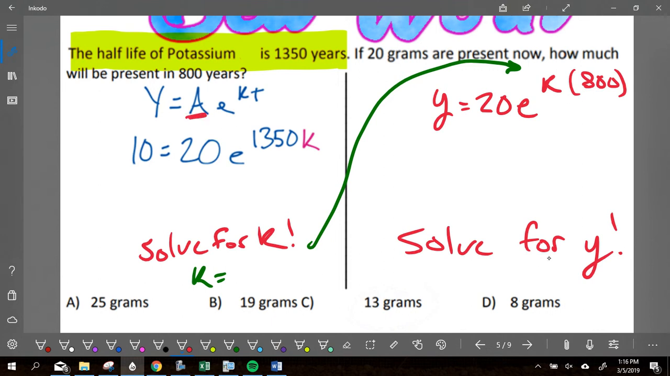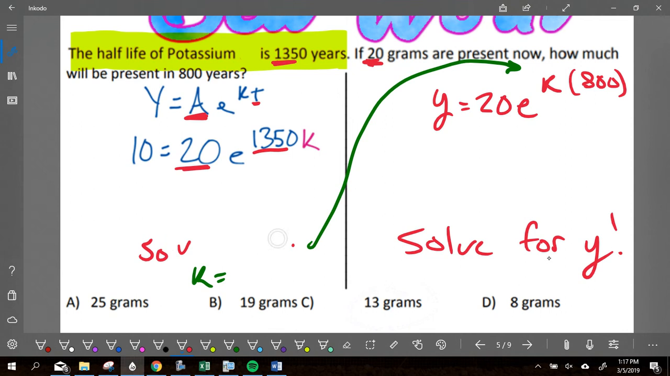And so the A in this equation is what you started with. I started with 20 grams. The 1350 is the half-life, so that's what I plugged in for t. I'm solving for k. Then I got this 10 right here. How did I get 10? Half of 20. Half-life indicates that you have half as much as what you started with. And so after 1,350 years, I'd have half of 20. That's where I'm getting the 10 from.